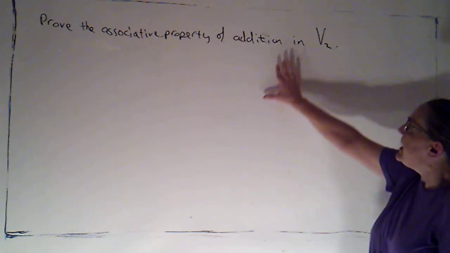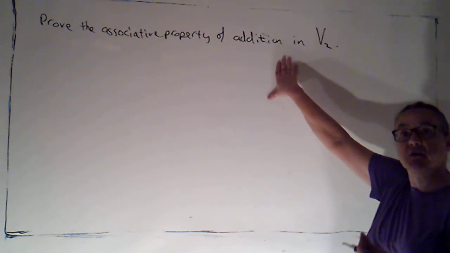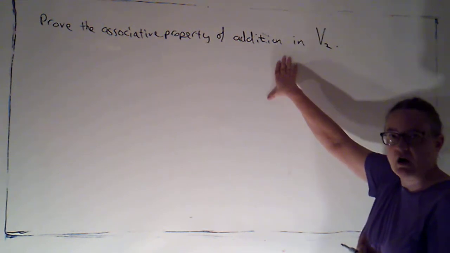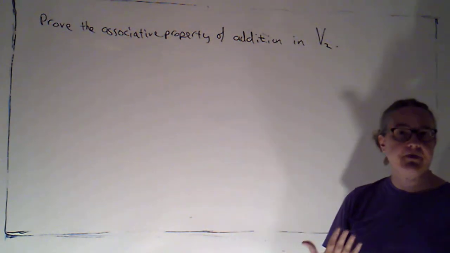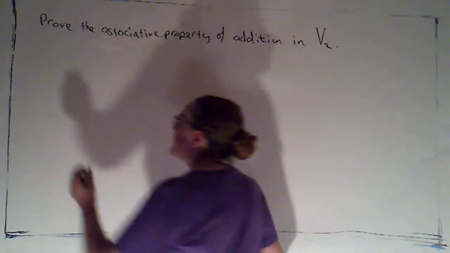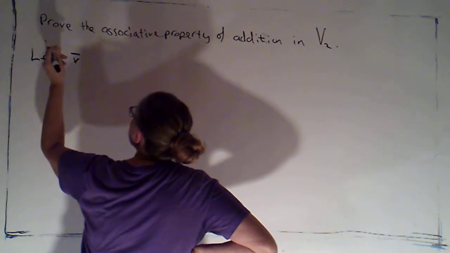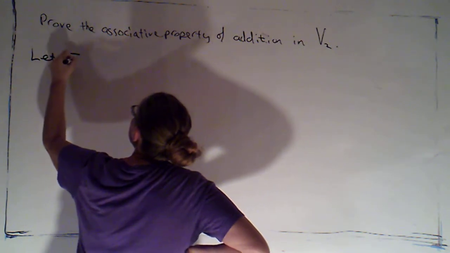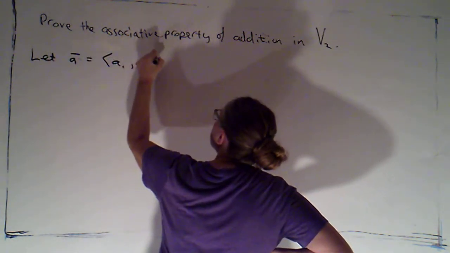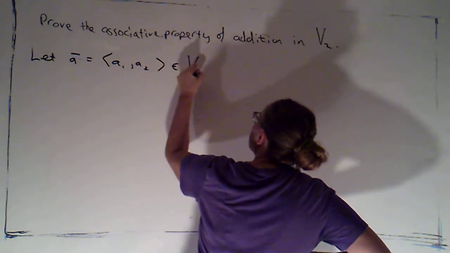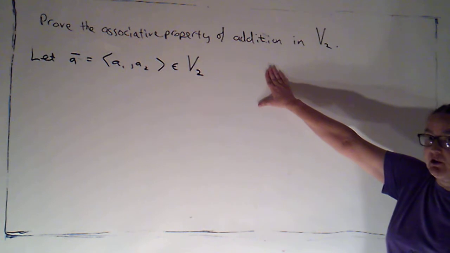Okay, if I'm going to be doing a proof, the very first thing I need to do is introduce the objects that I'm going to be talking about. So if I'm proving the associative property, I'm going to need to have 3 vectors in V2. So let's let, we'll go with A, B, and C. Let's let A be (A1, A2), a vector in V2. Okay. I need all of that.